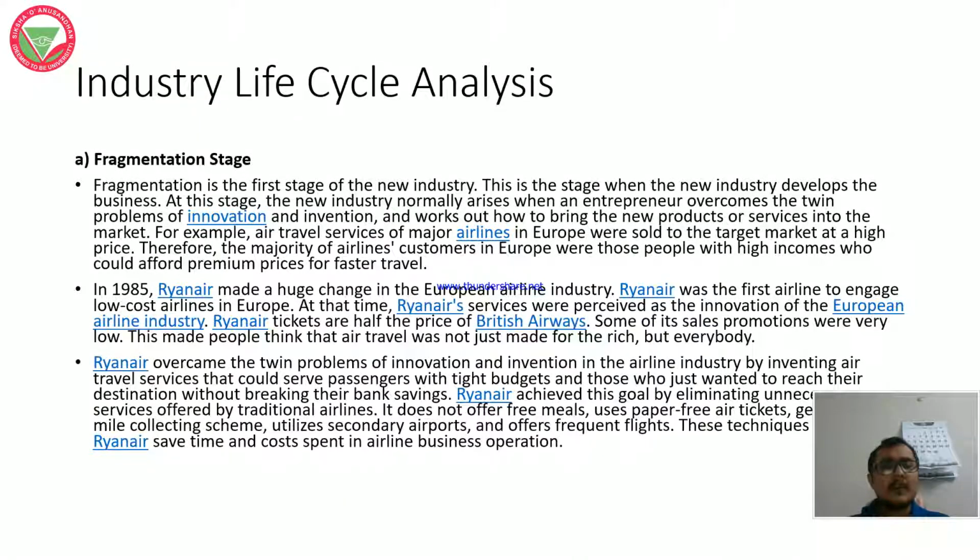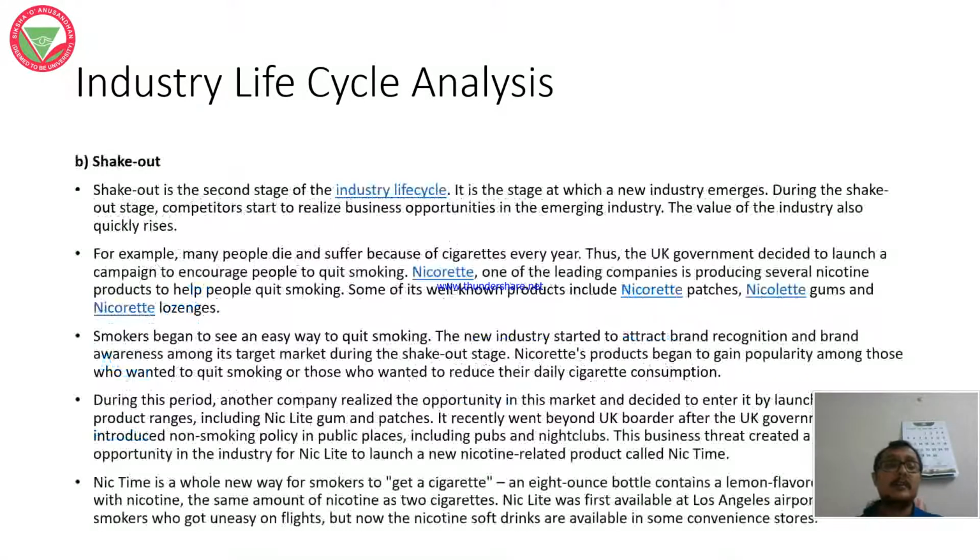Get rid of mile collecting schemes. Utilize secondary airports. I may not be going to the main airport, but I am utilizing the secondary airport. Offer frequent flights. The number of flights I will increase. Obviously, if you remember the experience curve, then I can reduce my cost in a long-term manner. These techniques help Ryanair save time and cost spent in airline business operations. This is called the fragmentation stage, the first stage of the industry.